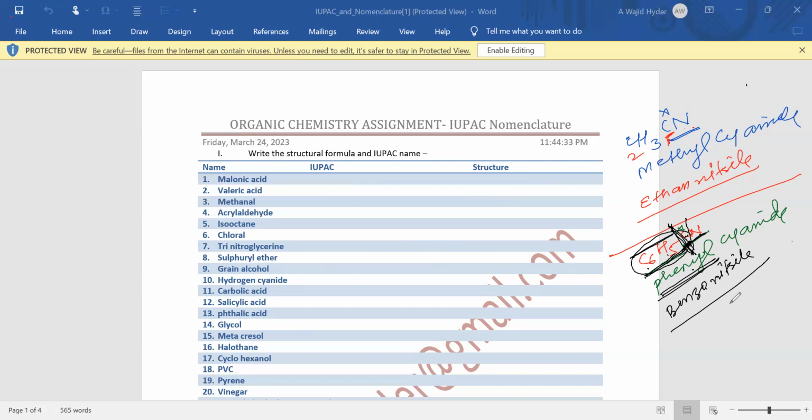So this is what I'm trying to tell you. If you count the carbon of the CN group in the longest possible carbon chain, it will be nitrile. But if you don't consider the carbon of the CN group, it will be cyanide. These are exceptional, and obviously the exam won't be so easy now. 99% of questions will be exceptions only. If we have gone through all such points, only then can we solve such questions. Is it okay, beta? Yeah, it's okay.